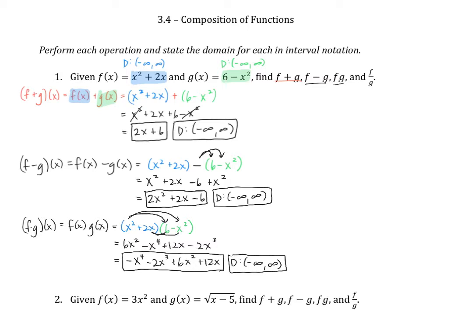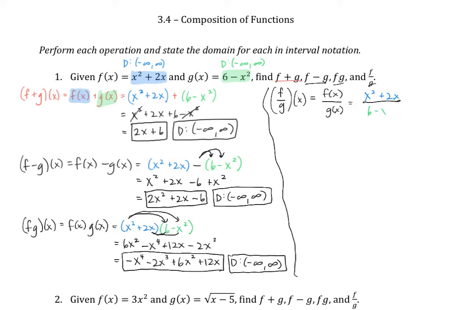All right, last but not least, we've got the fraction, or the quotient. So we need to find f over g of x, which is the same as f of x over g of x. So f of x goes on top, so that is x squared plus 2x. And then g of x goes on the bottom, and g of x is given by 6 minus x squared.